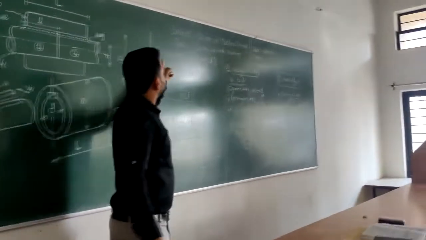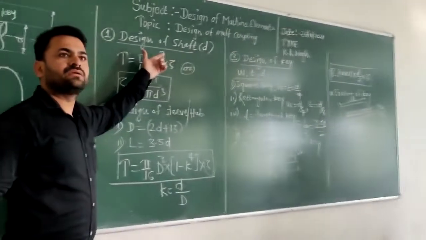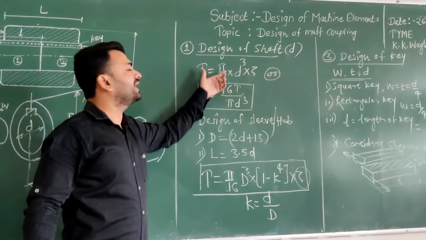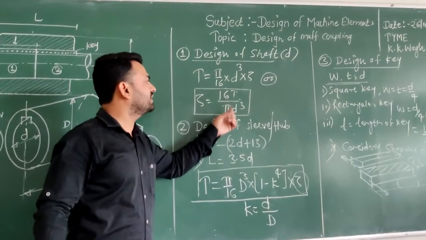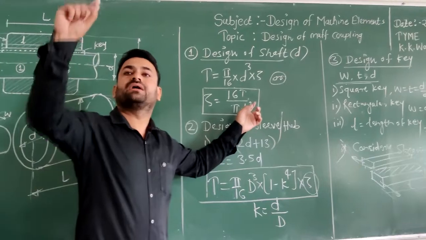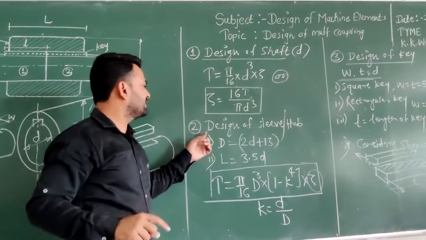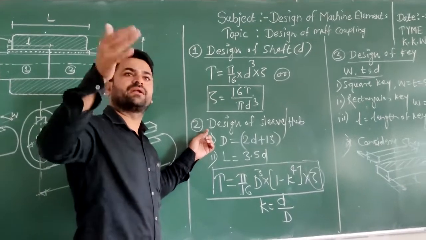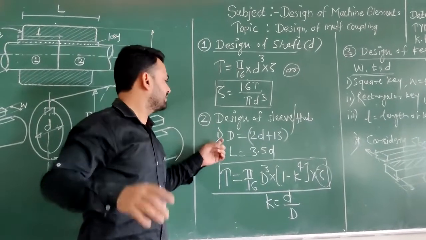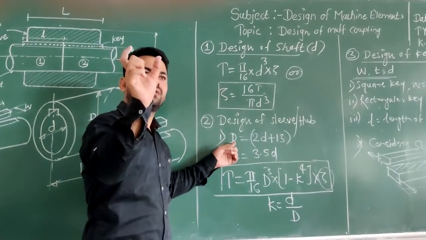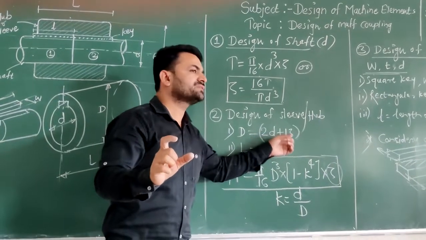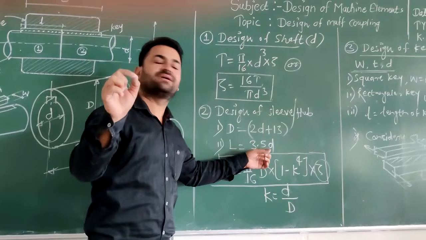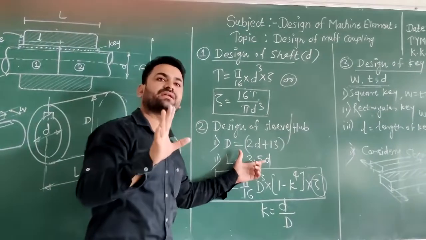Then first we see design of the shaft. This is the simple equation for design of the shaft: tau is equal to 16T divided by pi d cube. With this equation we get the diameter of the shaft. Second step is again very important and simple. One relation you have to keep in mind: outer diameter of the hub is equal to 2d plus 13, and length of the hub is equal to 3.5 times d. So this is the standard relation.